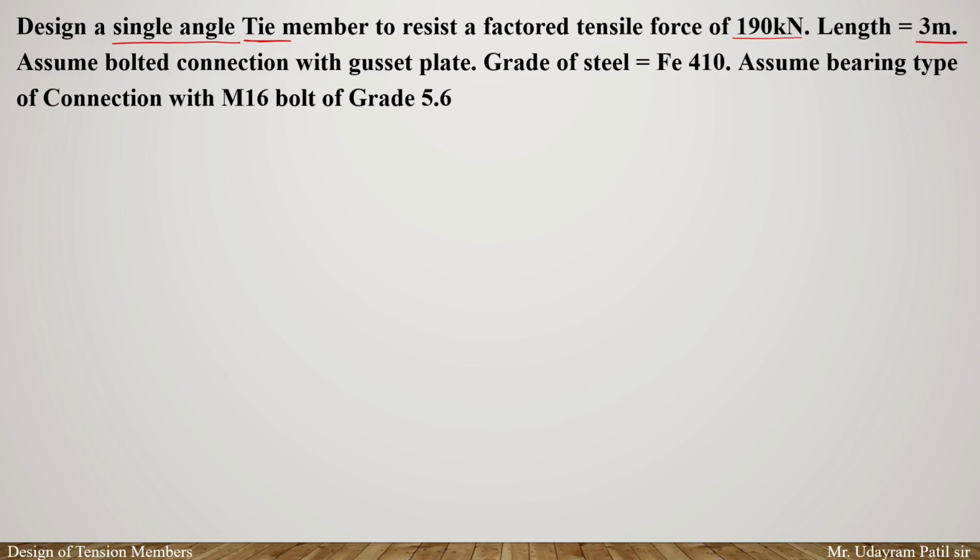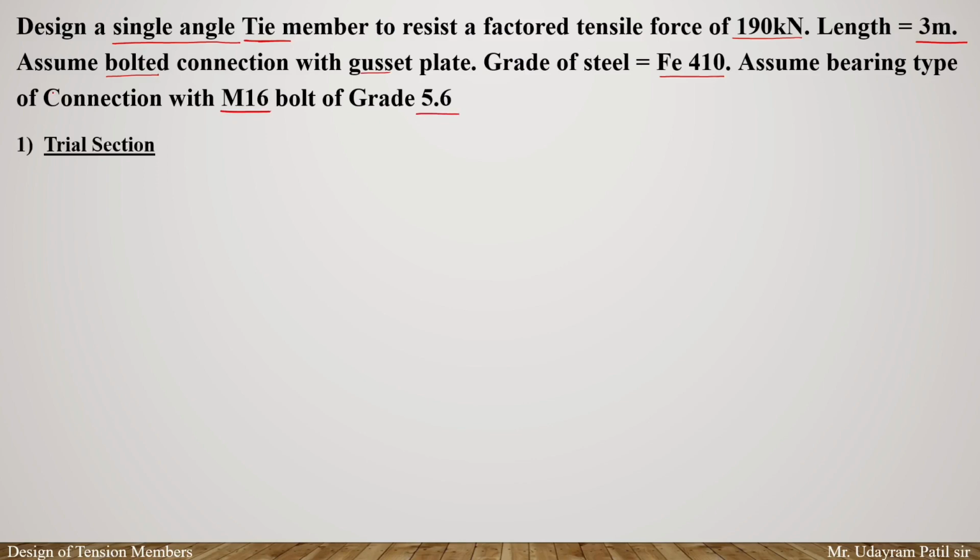The length of the member is given as 3 meter. The connection type is given. The connection is a bolted connection with the gusset plate. Again here the grade of the steel is given as Fu 410. Again for the connection the bolt is given. The diameter of the bolt will be M16 as well as the grade of the bolt should be 5.6.